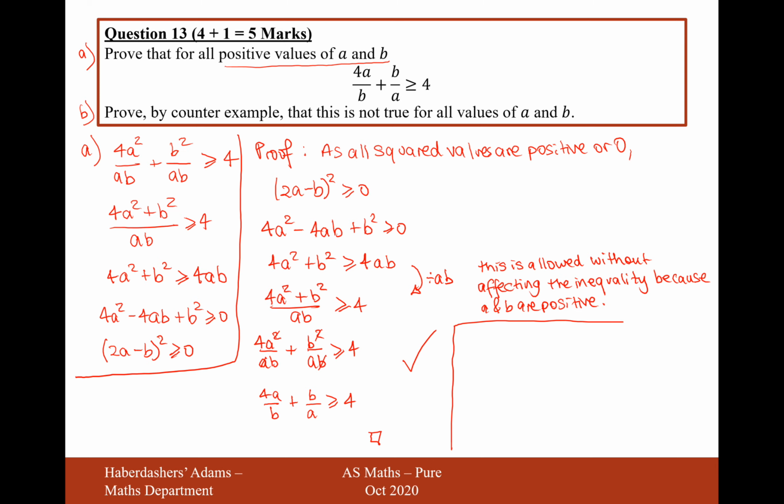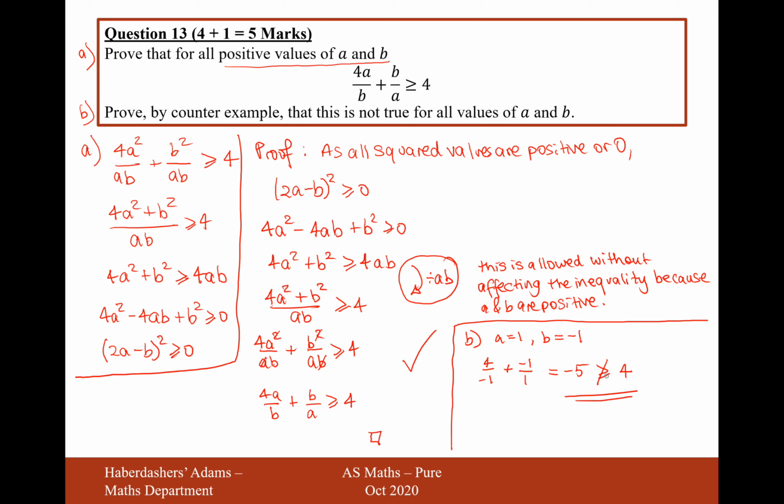And doing part B in a small box down the bottom here, all we need to now do is to brew a counterexample. Prove by counterexample that this is not true for all values a and b. So now we're not just thinking about positive a and b, any values of a and b. So if I just set a equal to 1, b equal to minus 1, then this is not going to be true because this step here would flip the inequality the other way around. So if we do 4 times 1 over minus 1 and add minus 1 over 1, then this is going to equal minus 5, which is not bigger than 4.